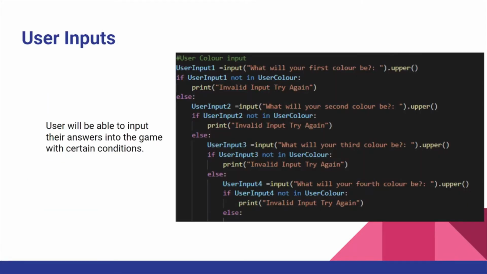How user inputs were used within this code was that I would allow the user to input their answers using user input 1, input 2, input 3, and input 4. With certain conditions, they will be allowed to apply their colors using the first letter of the word.